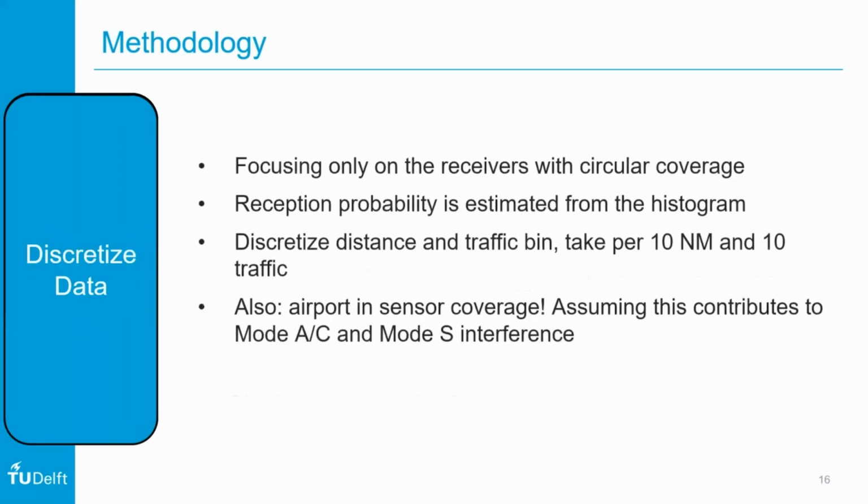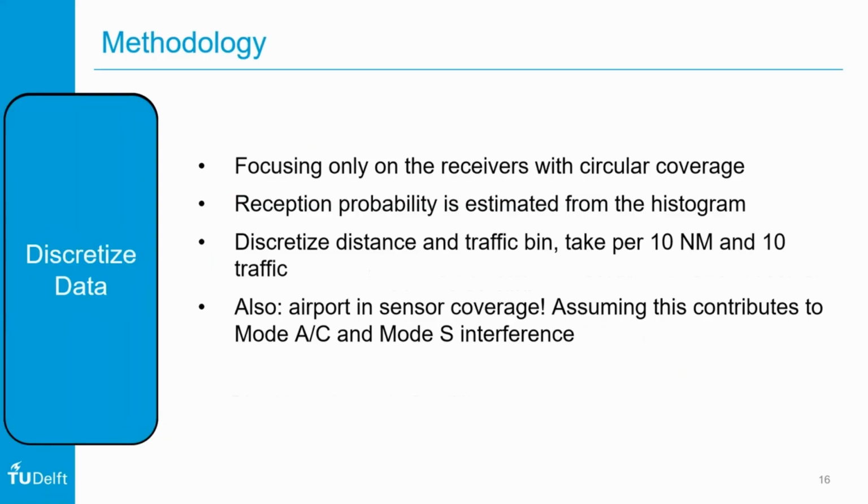Next, after we focus only on the receivers with circular coverage, we know that the reception probability is estimated from the histogram. It is quite impossible to take a continuous value of the distance and traffic, because we have to build a histogram, and continuous values would mean you need a lot of data. So we discretize the data into distance and traffic bins. We take distance every 10 nautical miles and traffic every 10 aircraft. Also, because from the previous paper, there is interference from mode AC and mode S.